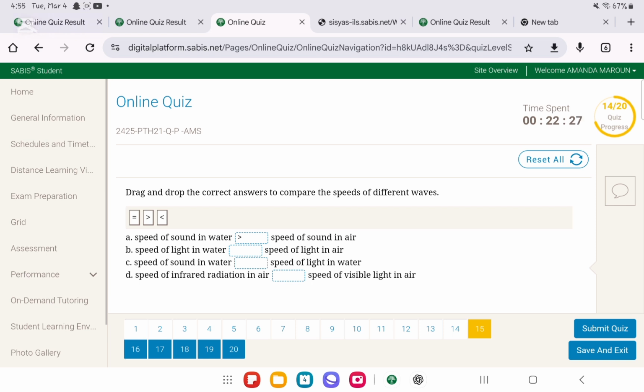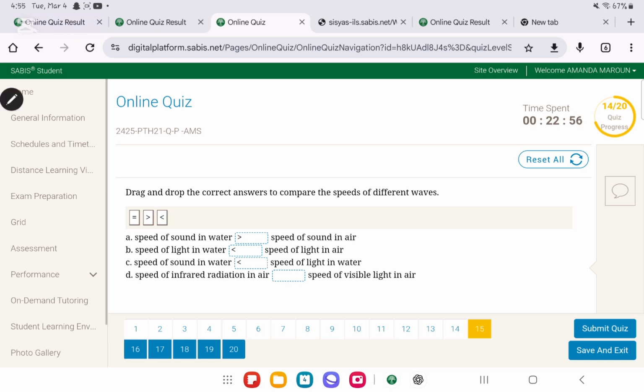For light, it's the opposite. So for light, the farther apart the particles are, the faster its speed is going to be. So it's going to move like this. Now, comparing sound and light, light definitely has a greater speed, no matter the case.